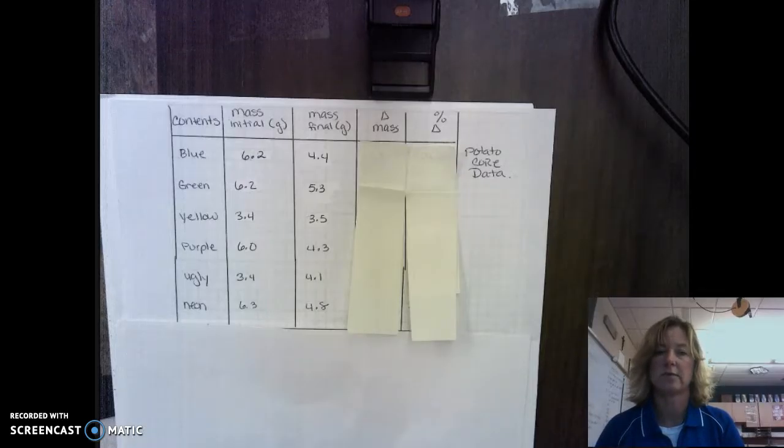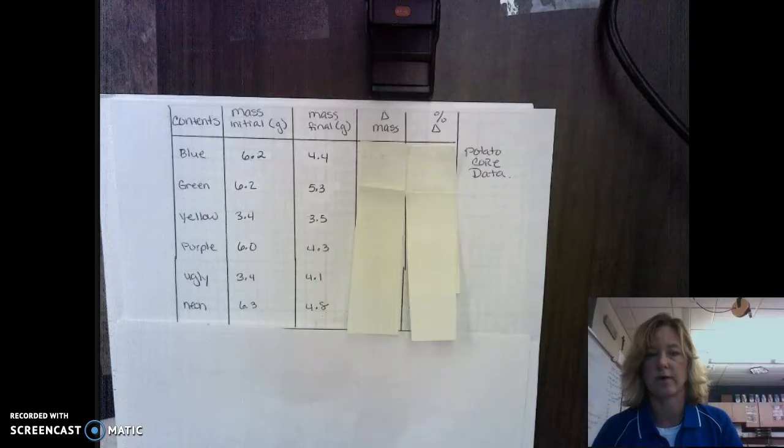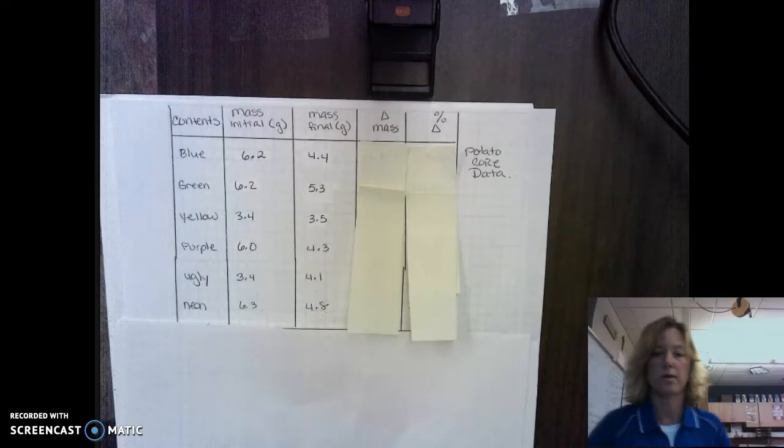Alright, so here's some sample data. This is potato core data. It is not the stuff that you recorded, however, it is representative of what you might see. Again, the colors do not correspond with what your change of mass will end up being, but you should be able to get the idea and apply it to your actual information. Okay, here we go.